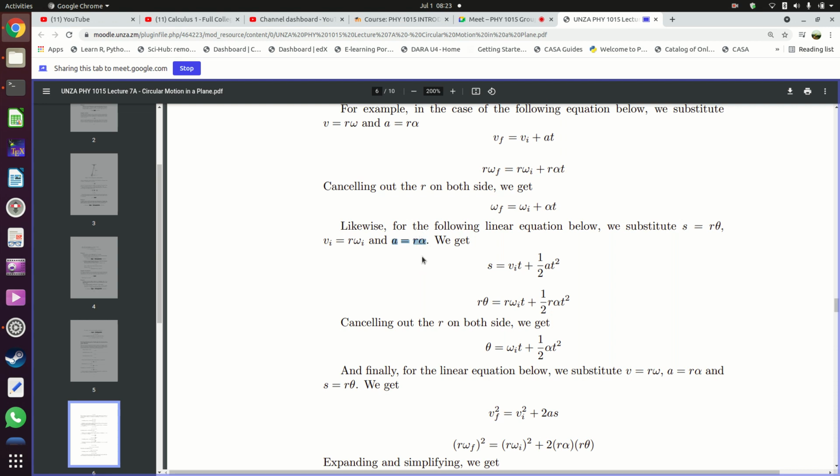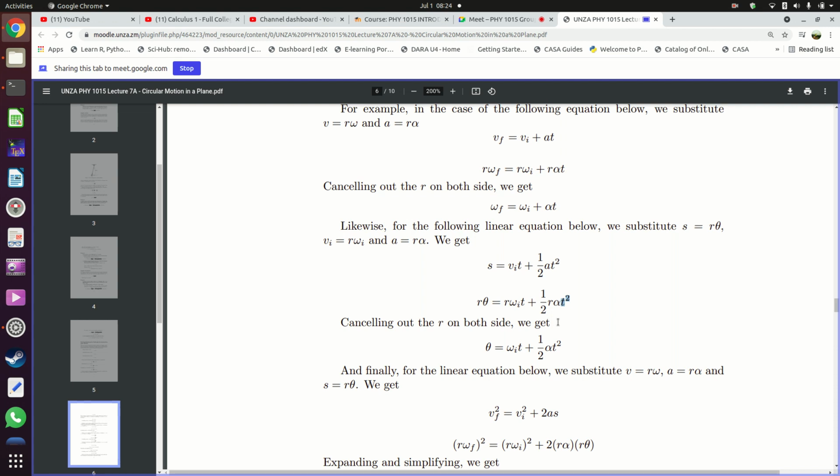This we know, that acceleration a is equal to r alpha. So if we substitute in here for s, r theta, we end up with r theta equals, for vi, if we substitute, r omega i, which is this, r omega i t, plus half, for a, if we make a substitution for a, we end up with r alpha multiplied by t squared.